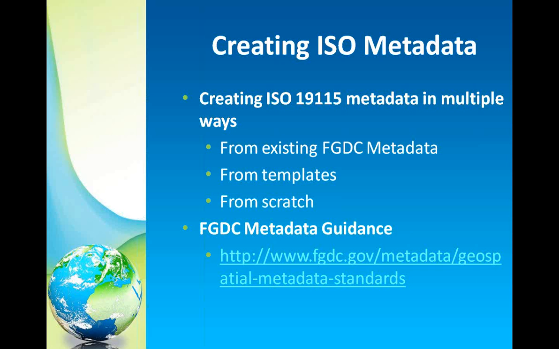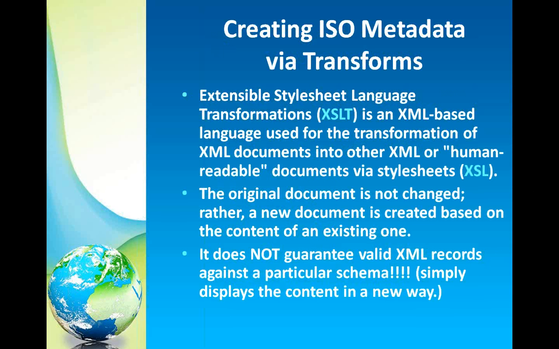And there's actually guidance for transitioning between standards if you already have existing metadata in one standard, particularly the FGDC CSDGM. The FGDC has metadata guidance at this website here. All right, we're going to talk about creating ISO metadata via transforms.